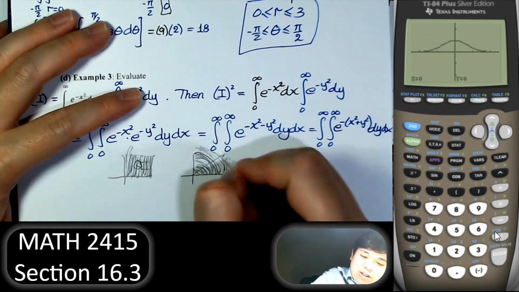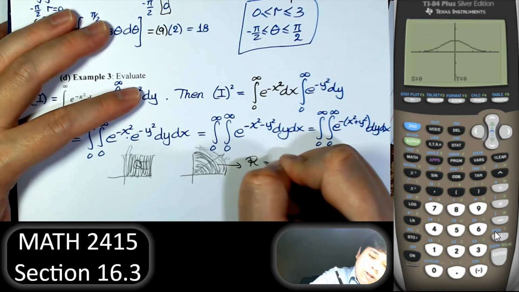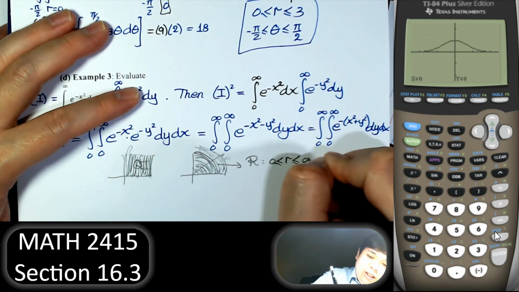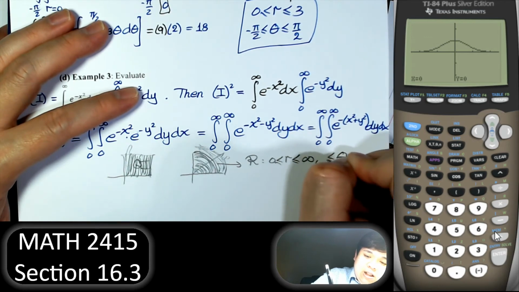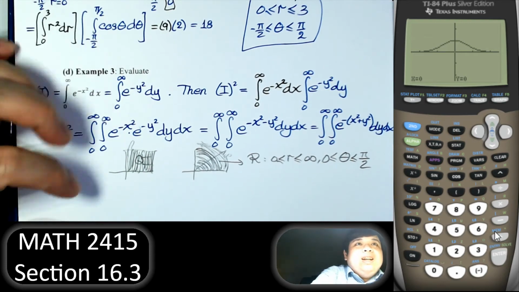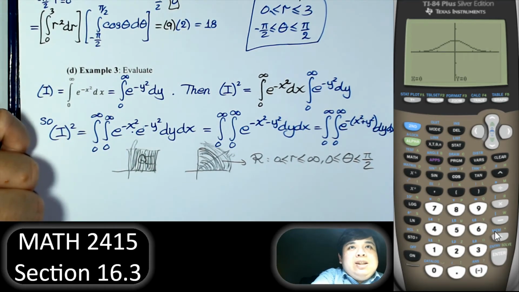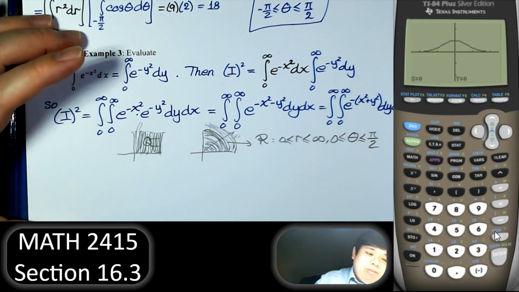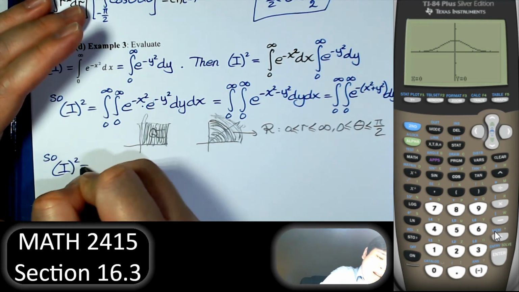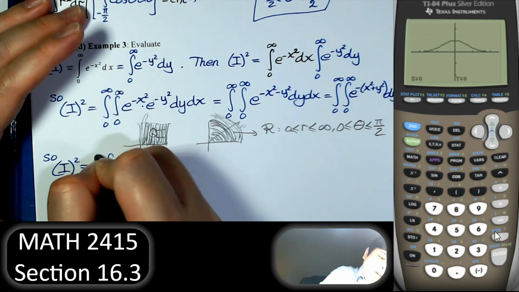So for this region, r is between 0 and infinity and theta is from 0 to pi over 2. So that will be the limit. And now we will change the problem. So I squared. Like I said, I will overlook the infinity for a moment.